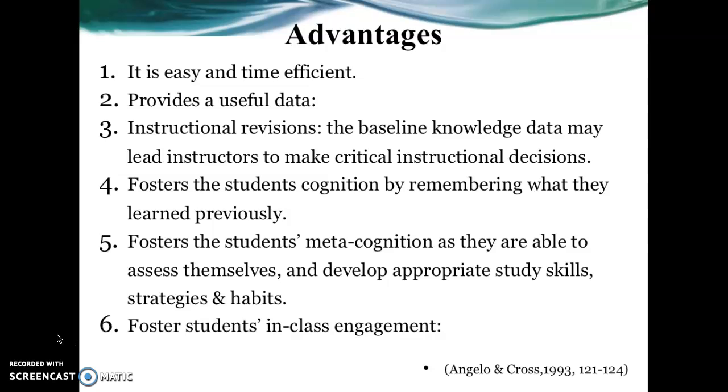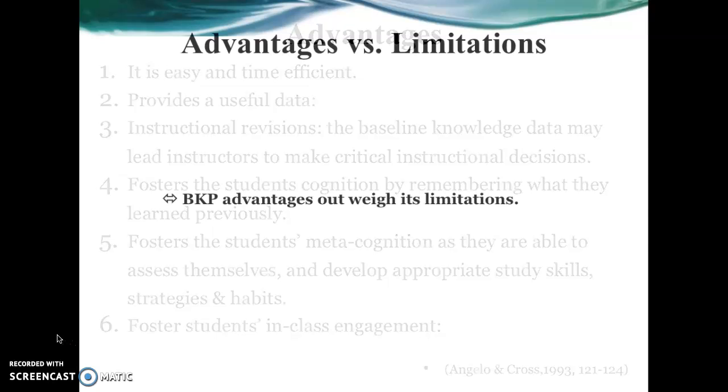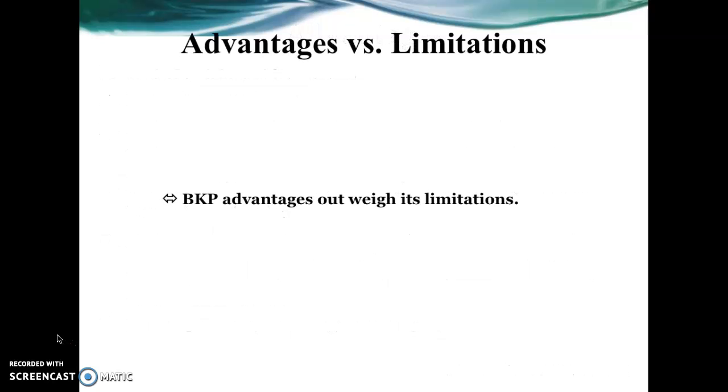Also, it fosters the students' in-class engagement. As instructors, we truly strive to engage students. However, we know that students lose interest in a topic if it is easy, repetitive, or hard to understand. Therefore, it is very important to know the average student's level of knowledge about the subject matter. Overall, background knowledge probe's advantages outweigh its limitations.